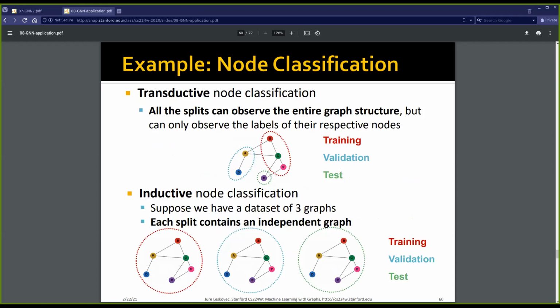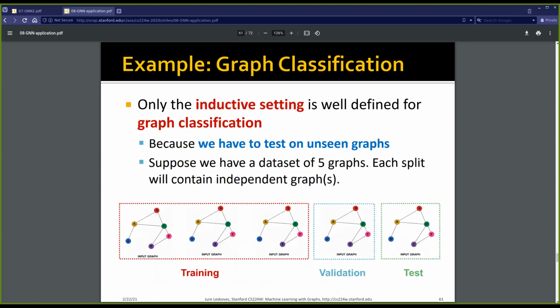For example, in node classification, if we split the data set like this, then we have independent graphs for training, validation, and test. In graph classification, this train test splitting is actually quite easy and well-defined, because you have multiple graphs, so you can view them as independent data points, and then just randomly assign some of the graphs into training, some into validation, some into test. So that's quite easy.